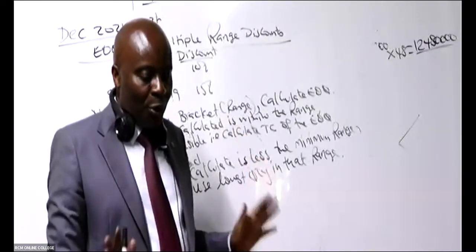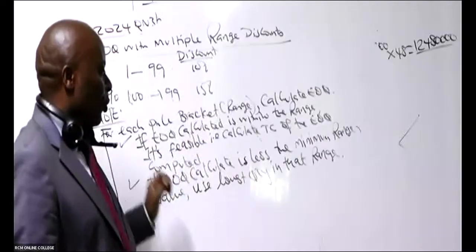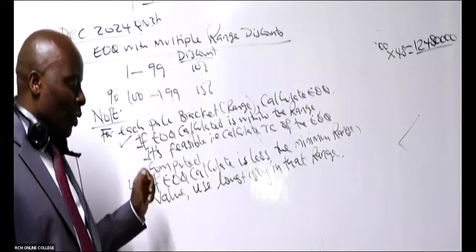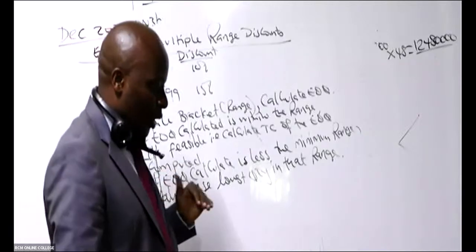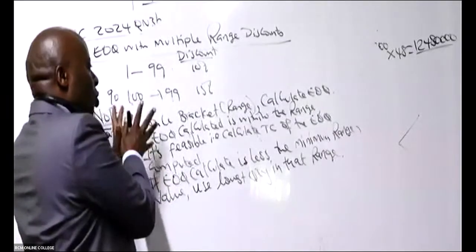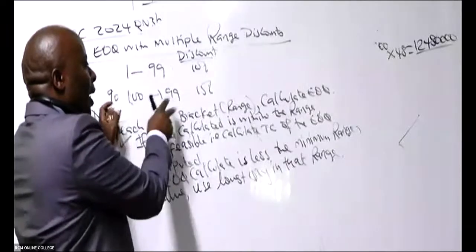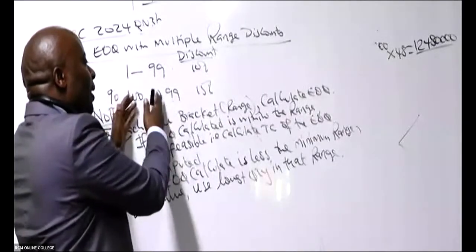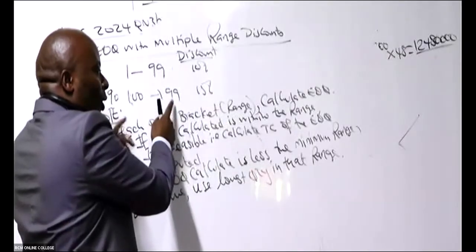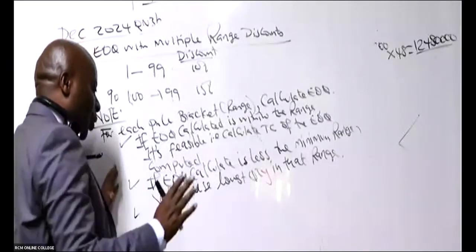So if the computed EOQ is bigger than the maximum range value, what shall we always do? You ignore. So if you're using this range again, you are computing EOQ. Get 240. Where is 240 in this class? It's outside. It's bigger than this. So if it's too big for the shoe, you ignore that one.